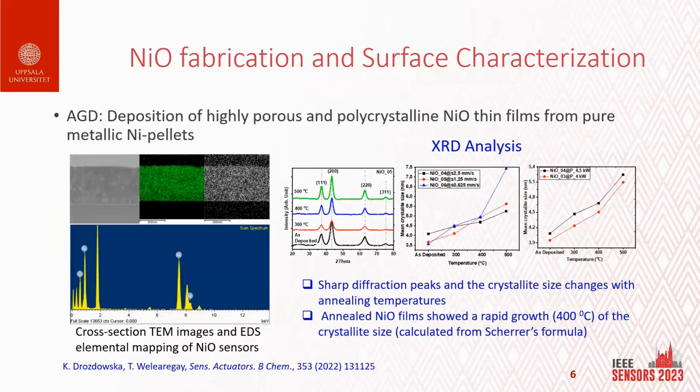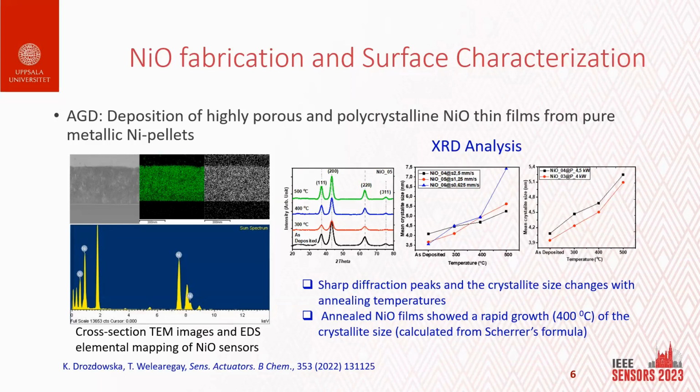In the nickel oxide fabrication and surface characterization, we see very thick and thin layers of nickel oxide that are very porous, densely populated with nickel oxide grains. When we look at the annealing temperatures, we see a big change at 400. There is a clear change in the grain size of the nanoparticles. Depending on the thickness of the nickel oxide, we also see different proportions of grain size upon annealing at different temperatures.